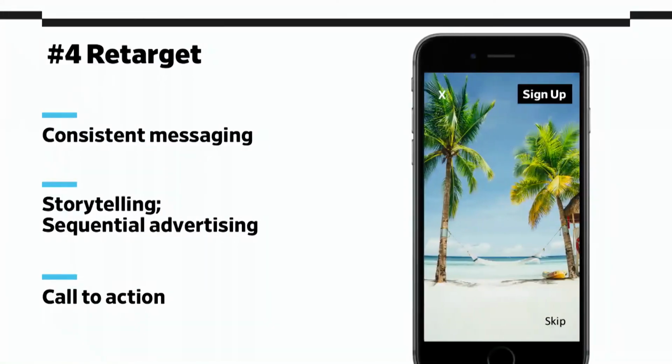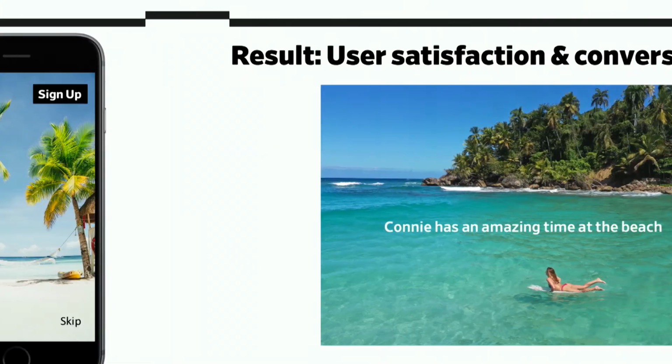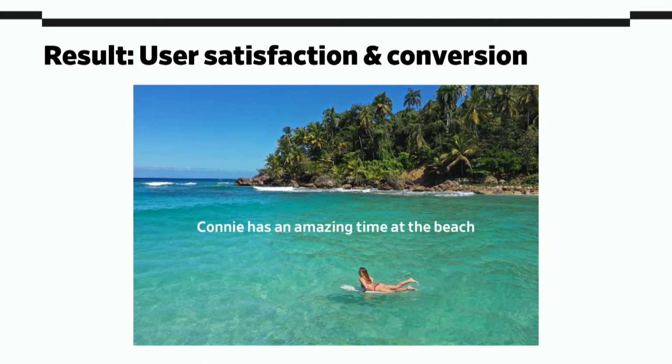And you're able then to target her with an ad, potentially on her mobile phone. If she's sitting on her couch with her phone, that's connected to the same IP, because it's connected to the same Wi-Fi as her connected television device. So you retarget her with a consistent message from the original message. You leverage sequential advertising to continue to tell the story and show her the next iteration of what her trip could look like. And then you give her a call to action, what it is that you want her to do. It could be signing up for a newsletter. It could be booking this trip to Fiji. Our end results: user satisfaction and conversion. Connie has an amazing time at the beach.